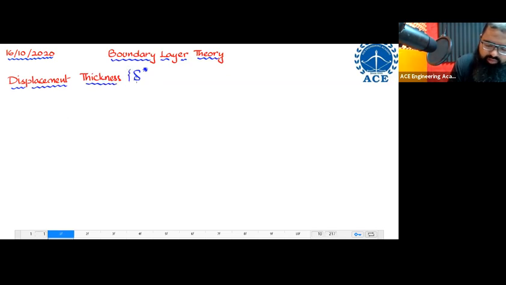Let us see how we define this displacement thickness. I'll start with the definition. You will not be able to understand the definition initially itself. Later on, I'll explain the entire definition. The statement goes something like this.